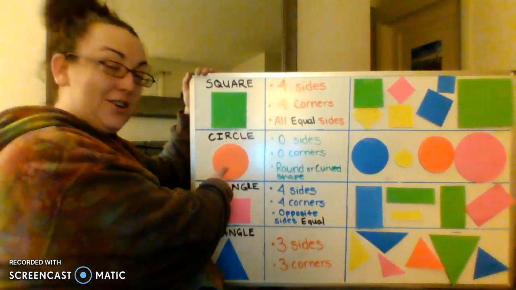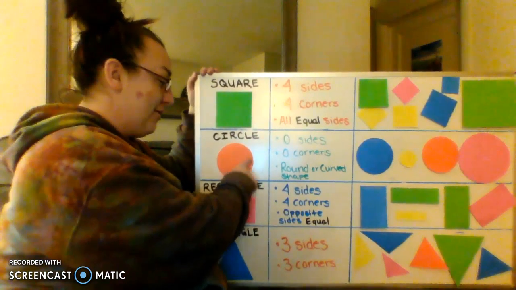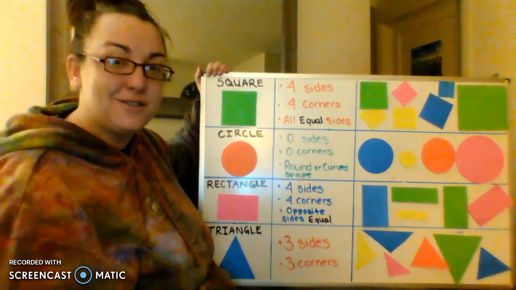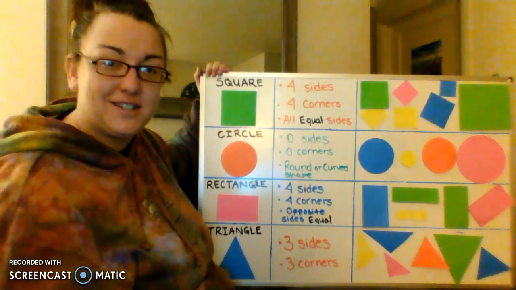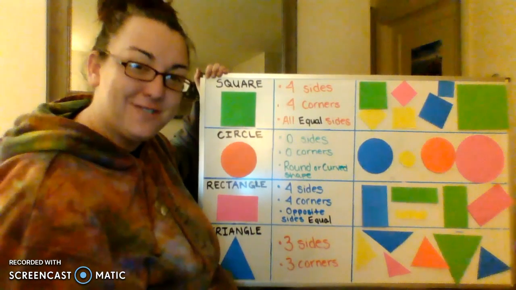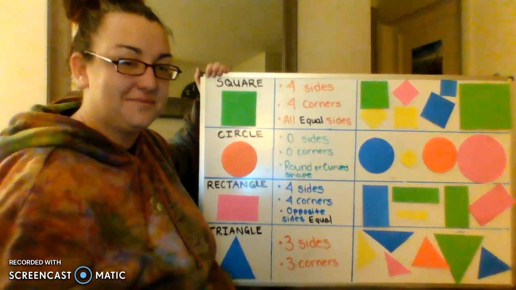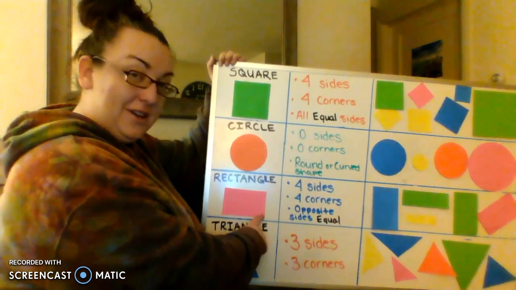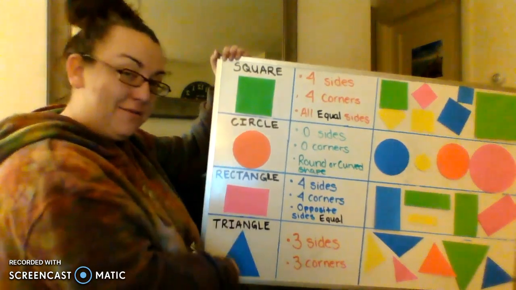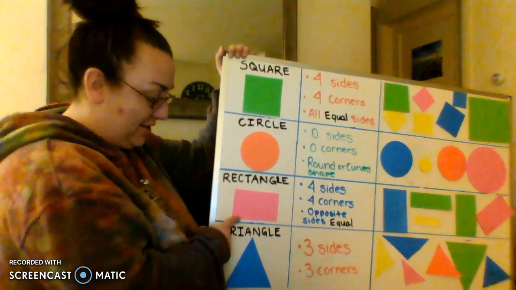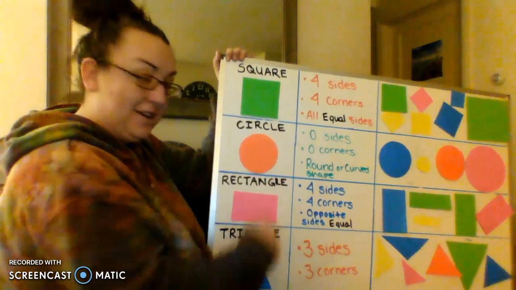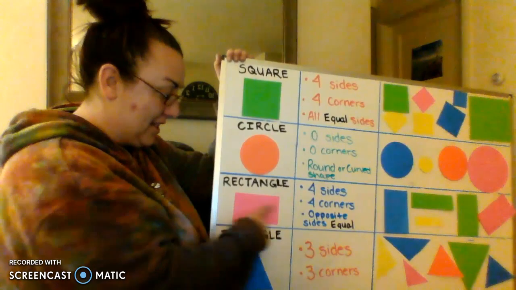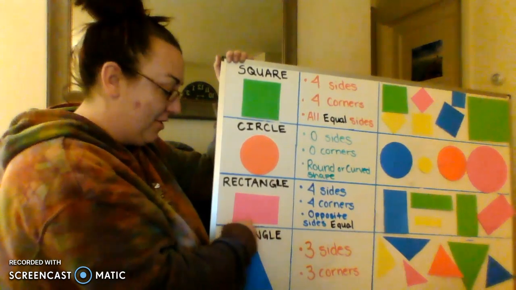We know this is a circle because it has one round shape. It is a round or curved shape, right? There's no sides and there are 0 edges. We just call it a round shape. A rectangle has 4 sides, 1, 2, 3, 4, and 4 corners. 1, 2, 3, 4. And all sides are not equal. We have 2 short sides that are equal and 2 long sides that are equal.